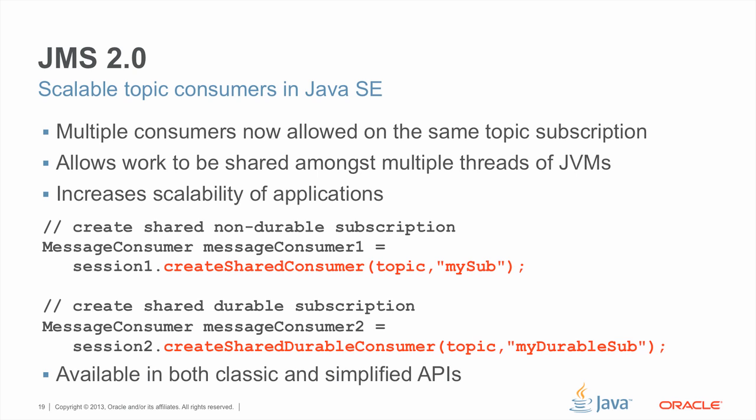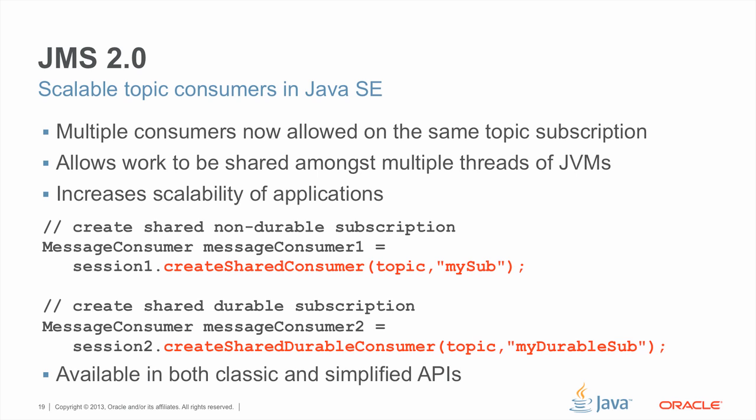As you may know, messages from a topic are consumed via a subscription, which receives a copy of every message sent to the topic. Now, the problem in JMS 1.1 was that a subscription on a topic could have only one consumer at a time. This meant that a Java SE application couldn't share the work of processing messages from a topic subscription between multiple threads, multiple JVMs, and multiple machines in a way that a Java EE application that uses a message-driven bean can. So this limited the scalability of such an application.